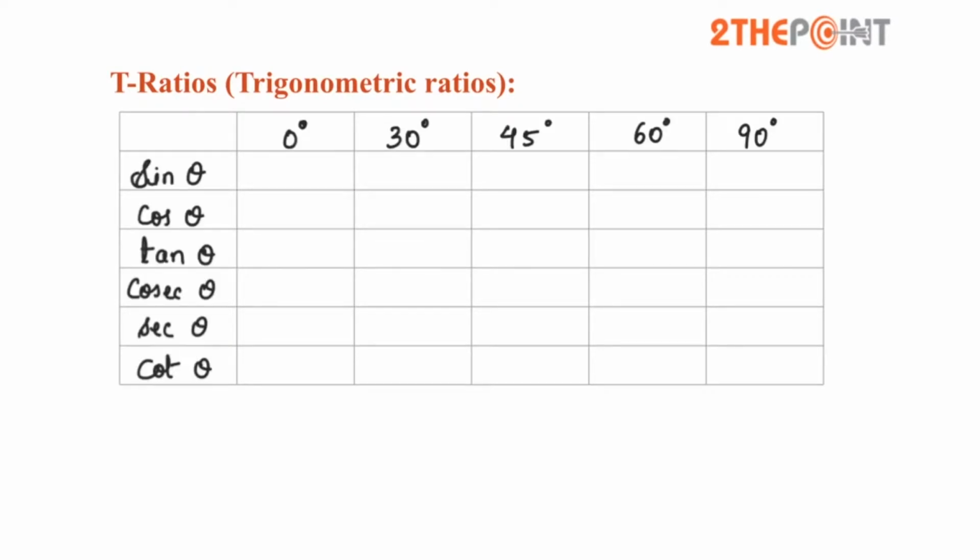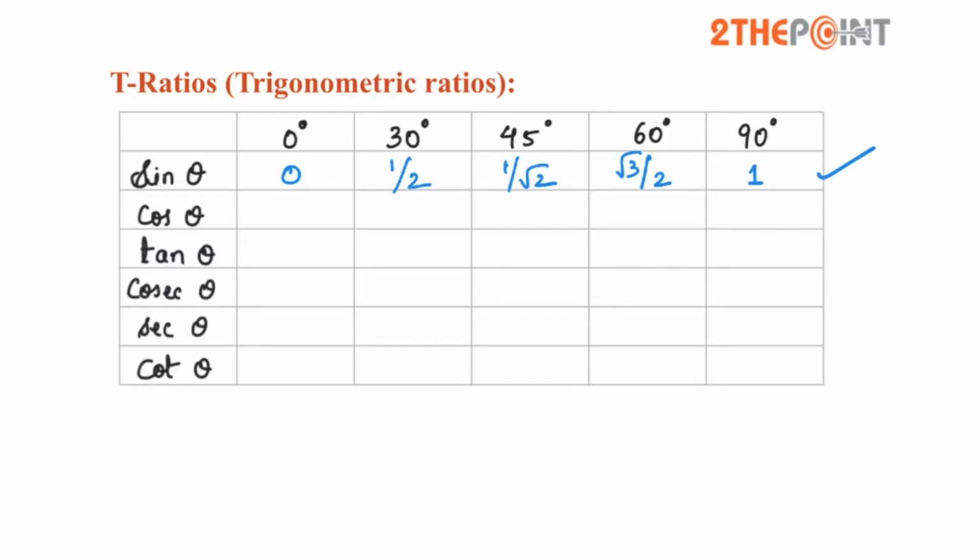You have to remember the values of these T ratios. Initially remember only the values of sine, and that much is enough to get all other values. Sine 0 degree is 0 and sine 30 degree is 1 by 2, sine 45 degree is 1 by root 2 and sine 60 degree is root 3 by 2 and sine 90 degree is 1. If you remember these sine values, then you can easily get all other values I have told before.